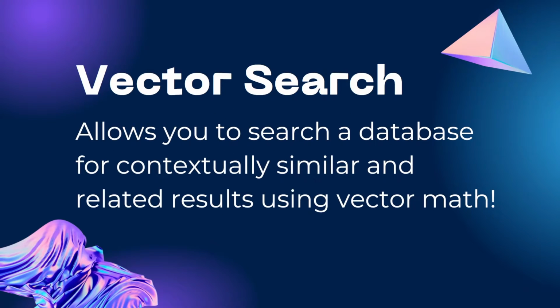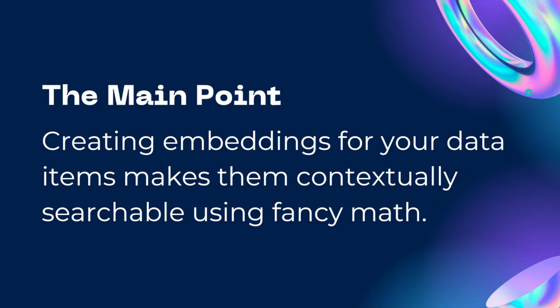So the main thing that we're concerned with for vectors are vector searches. These allow you to search a database for contextually similar and related results using vector math. So we transform our data into these lists of numbers, and the database and AI are able to compare different sets of these numbers to understand how closely they're related. And that takes us to our main point here. If there's one thing to remember, it's just that creating embeddings for your data items makes them contextually searchable using fancy math. Our database and AI services can query and communicate using these vectors, and it all works out great for us. And we'll look at this more closely in a moment.